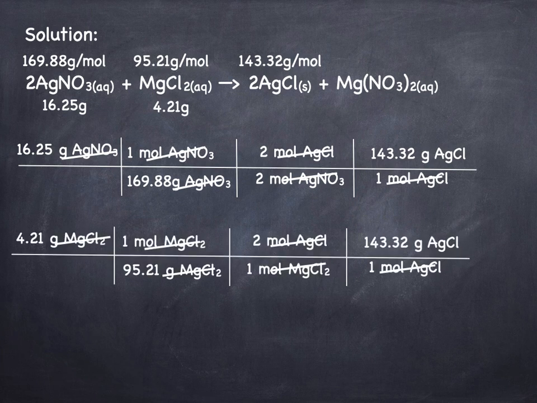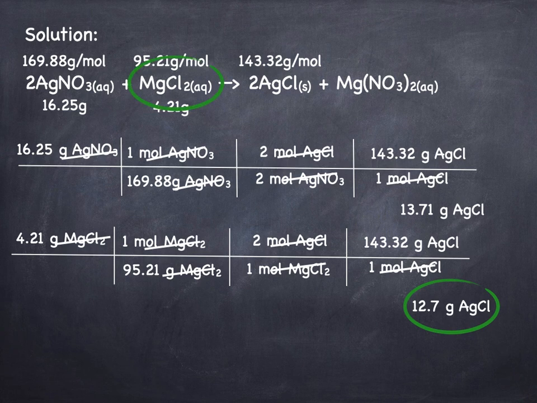Here's our second calculation, magnesium chloride. We're going to convert that to moles. Here's my mole ratio, and then I'm going to convert that to grams of silver chloride as well. So you want to multiply across the top, divide across the bottom for both of those game boards. Again, if you want to take a pause, correct your calculations if you need to, and do the calculations, feel free to do so. So we get 13.71 grams of silver chloride in the first calculation, we get 12.7 grams of silver chloride in the second calculation, which means we can only produce 12.7 grams of silver chloride, and magnesium chloride is my limiting reagent.